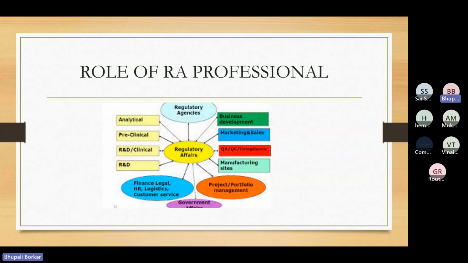Now, role of RA as RA professional. RA is related to all the departments of a pharmaceutical company. We are in relation with preclinical trial, clinical trial department, pharmacovigilance, R&D, business, marketing and sales, QC, QA, compliance. All these departments are related basically to RA in some or the other way.